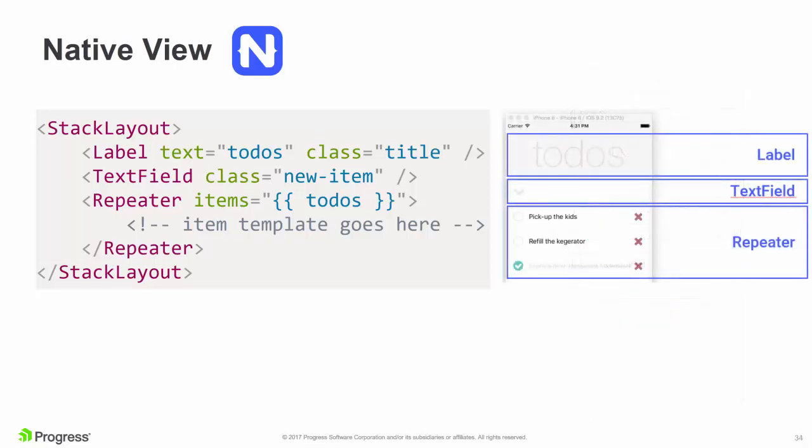You may also notice the stack layout tag. This is one of many options you have for laying out your UI elements in NativeScript. Stack layout is probably the simplest option, as it merely stacks items vertically or horizontally. So in this example, we can see how the label, text field, and repeater, they're all stacked on top of each other. There are plenty of other layout tags you can use, and the beauty of NativeScript is that these layouts can be nested, allowing you to create some very compelling UI with a relatively small amount of code.